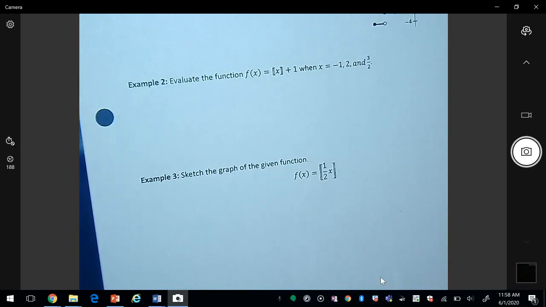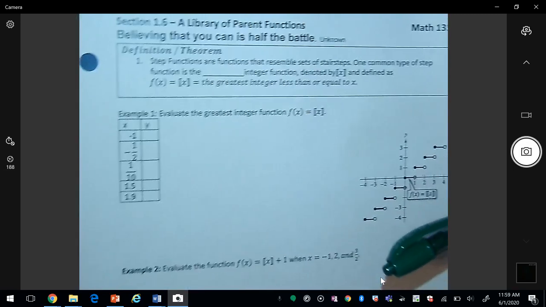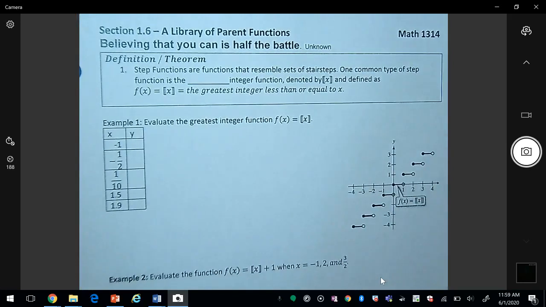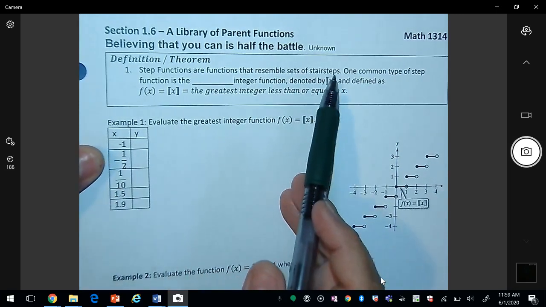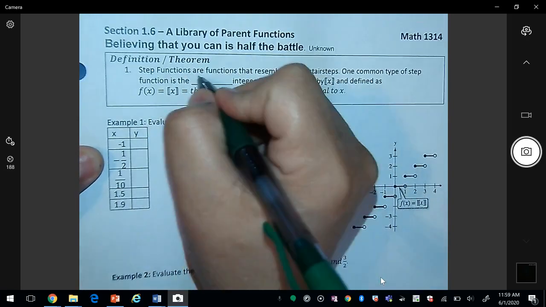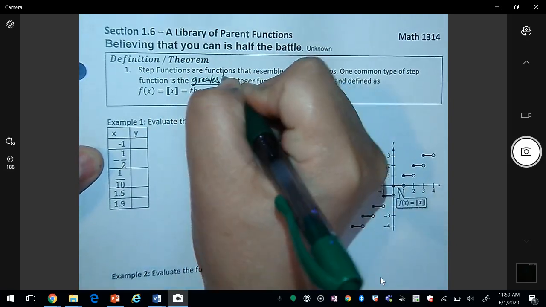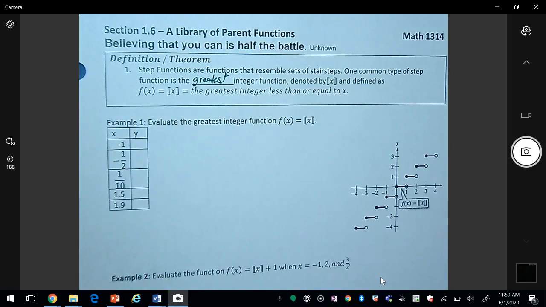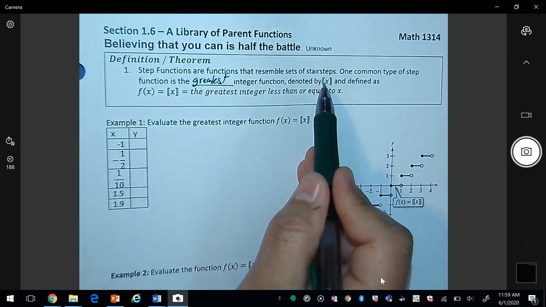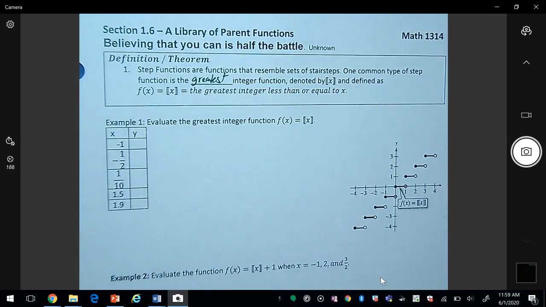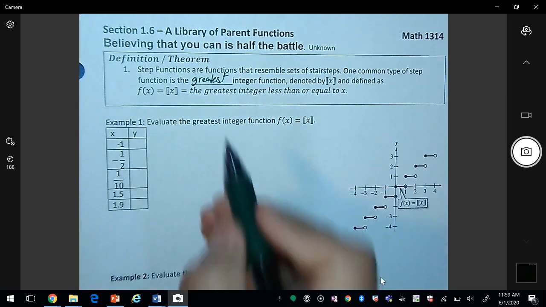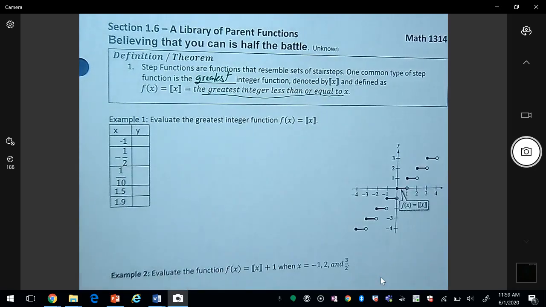Okay, the next part is using step functions. And a step function looks like a little ladder. And so the definition for a step function is that step functions resemble stair steps. One common type of step function is the greatest integer function. And the symbol that is used is this one here. It looks like two little brackets. And we define it as the greatest integer less than or equal to x.